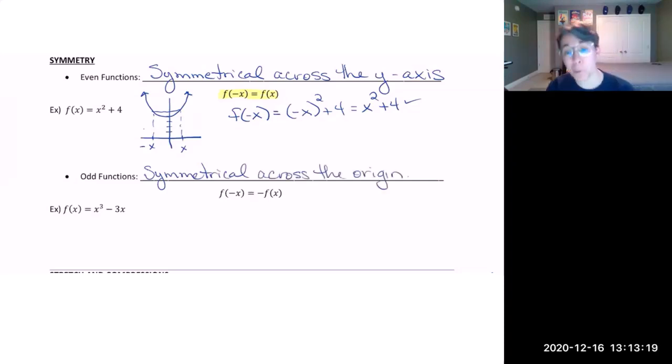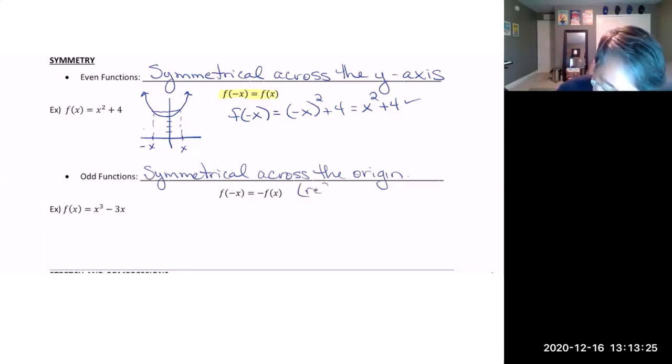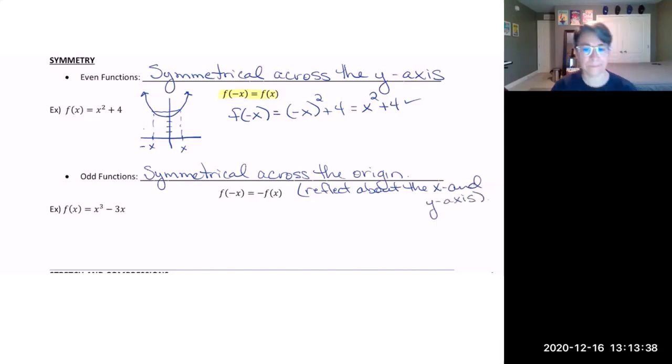Now, an odd function is symmetrical across the origin. And you may wonder what that means. How can you be symmetrical across a point? But basically it means it reflects about the x and y axes. So think about reflecting it twice. And we can also check this the same way.